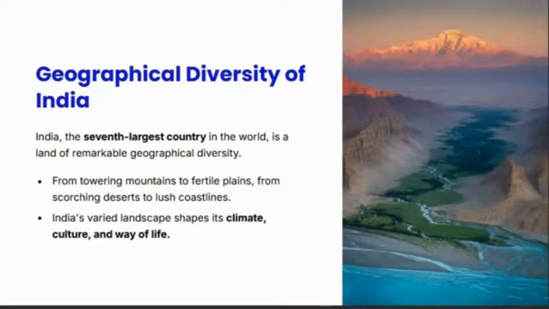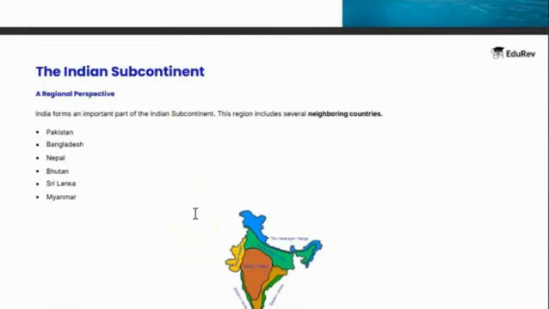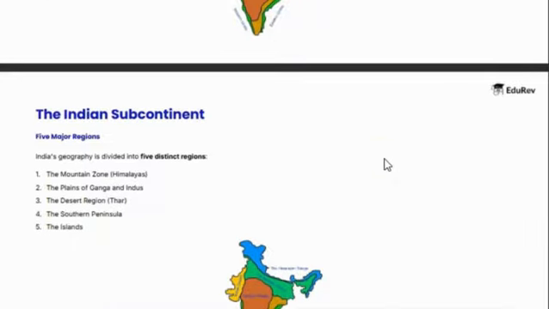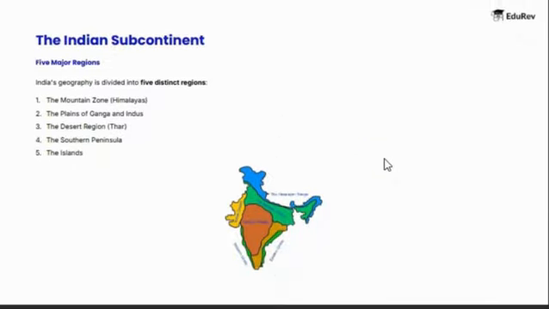So, India is a part of Asia with the neighbors Pakistan, Bangladesh, Nepal, Bhutan, Sri Lanka and Myanmar. So, first, the Indian subcontinent. The Indian subcontinent is all these neighboring countries here: Pakistan, Bangladesh, Nepal, Bhutan, Sri Lanka and Myanmar.